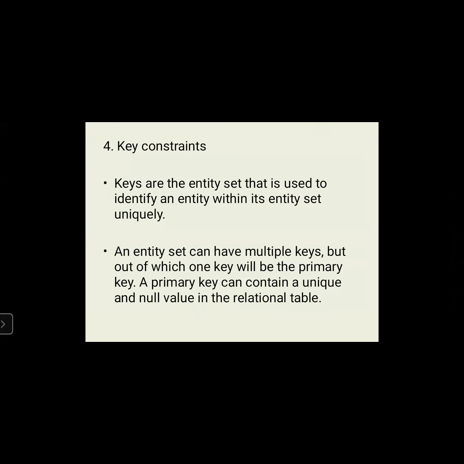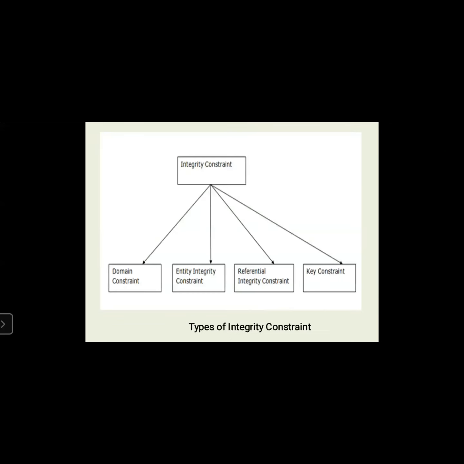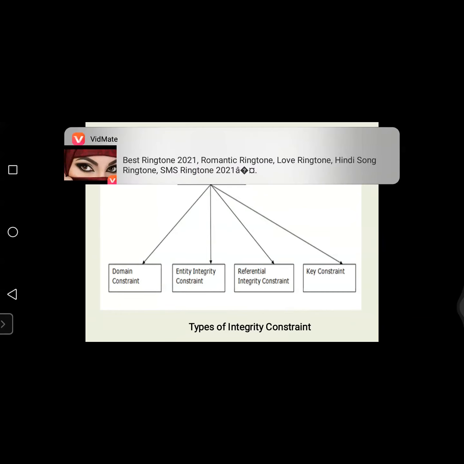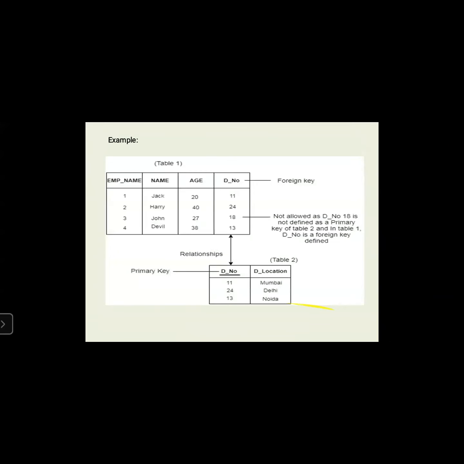The next one is the key constraint. Keys are the entity set attributes used to identify an entity within the entity set uniquely. An entity set can have multiple keys, out of which one key will be the primary key. A primary key can contain unique and non-null values in the relation table. So up to now we have discussed four types of integrity constraints: the domain constraint, the entity integrity constraint, the referential integrity constraint, and the key constraint. Please remember all these things.